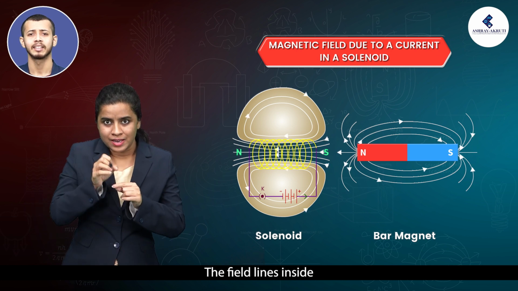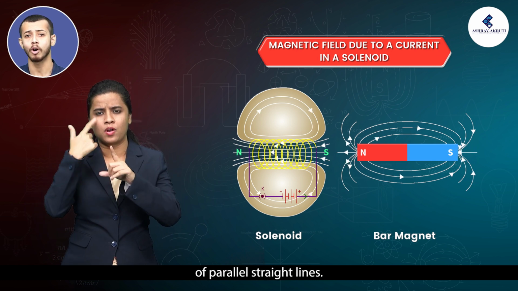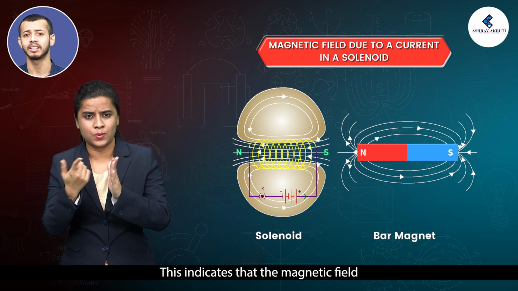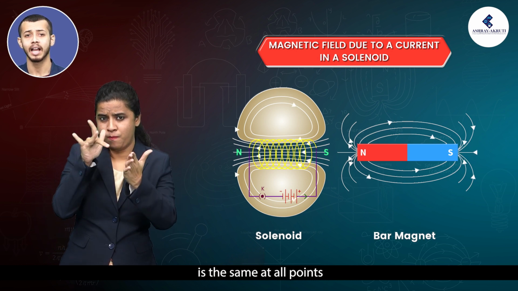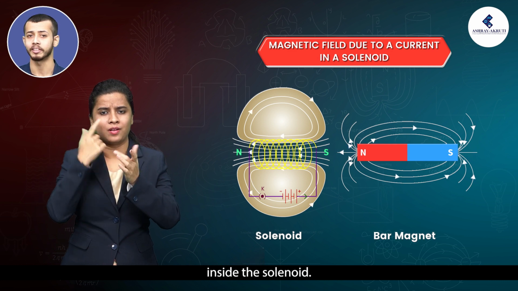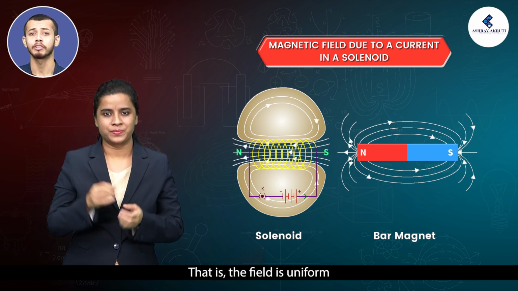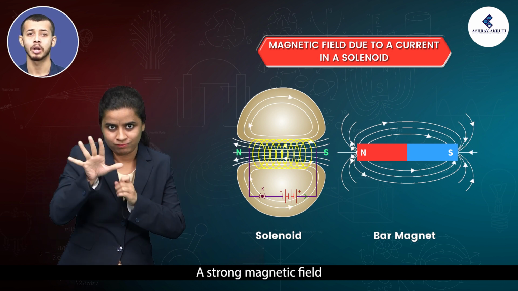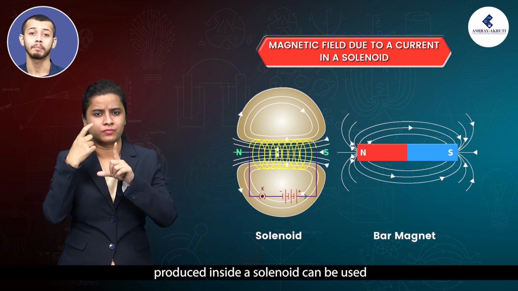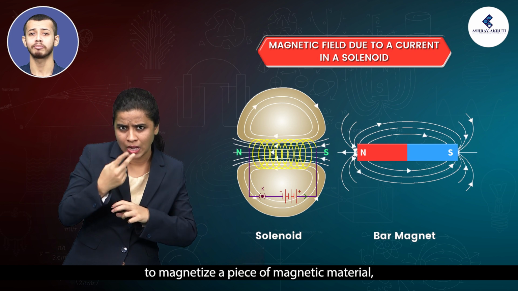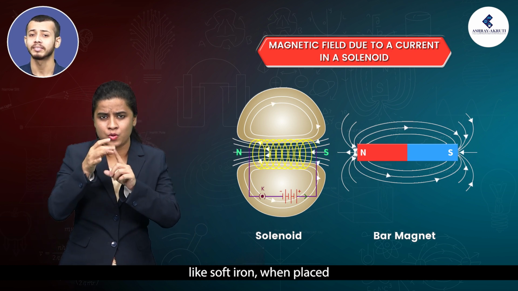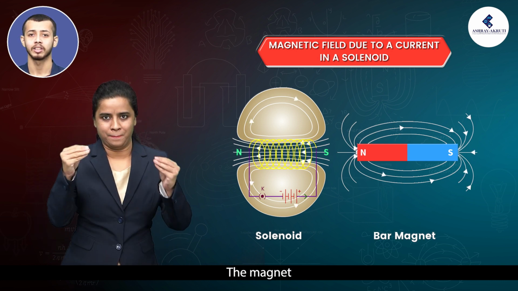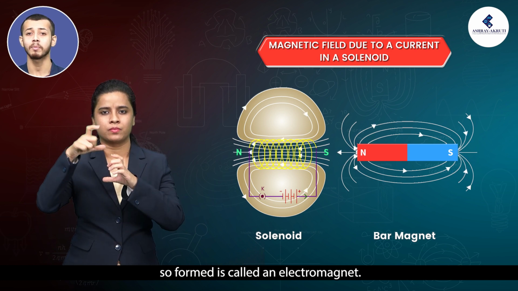The field lines inside the solenoid are in the form of parallel straight lines. This indicates that the magnetic field is the same at all points inside the solenoid. That is, the field is uniform inside the solenoid. A strong magnetic field produced inside a solenoid can be used to magnetize a piece of magnetic material like soft iron when placed inside the coil. The magnet so formed is called an electromagnet.